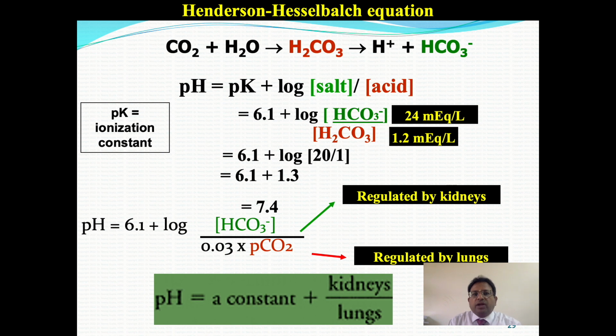Now, if we bring the Henderson-Hasselbalch equation into the picture, we will see that the respiratory system controls the carbonic acid, and the renal system controls the bicarbonate. The renal system controls the bicarbonate, and the respiratory system controls the carbonic acid in the equation to create homeostasis.